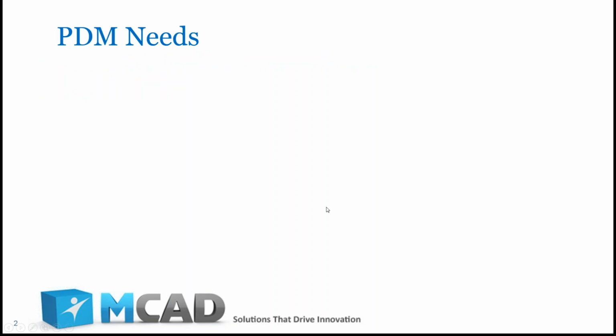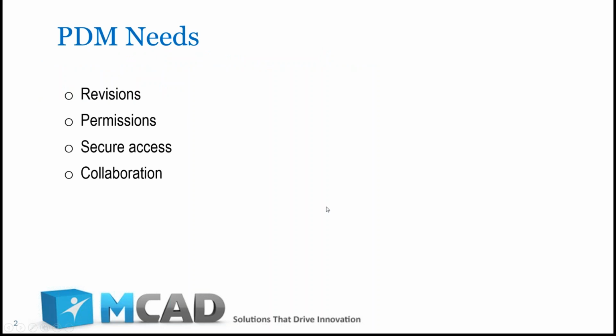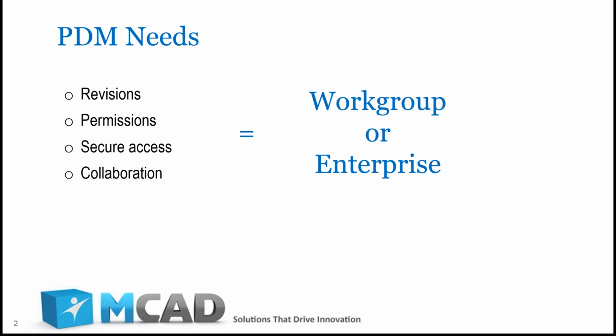So let's look first of all at typical PDM needs. These include things like being able to do revisions, control permissions to various files, have secure access to files in general, but in the vault also. And also collaboration between users, different people being able to access the files and see what's happening. And really, Workgroup or Enterprise can both do these things.